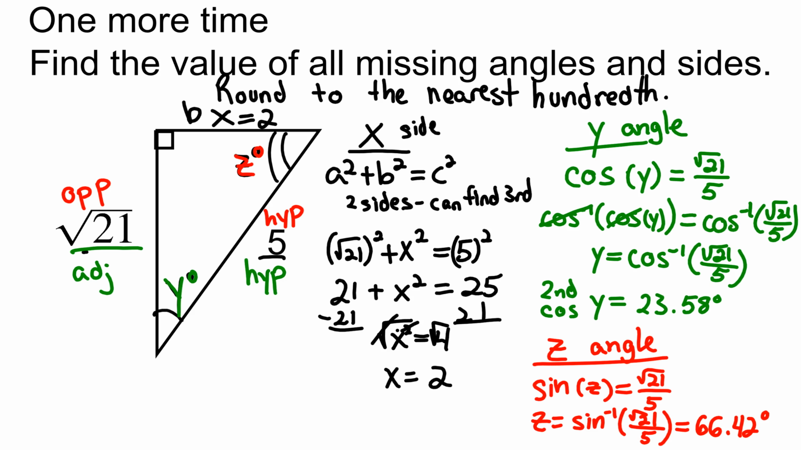So notice these problems, it's just the same thing every time. We're using right triangle trig like we did for angle Y or angle Z, or we're using another equation for triangles to solve for those missing pieces. You just have to know what can I use to solve for those missing pieces.